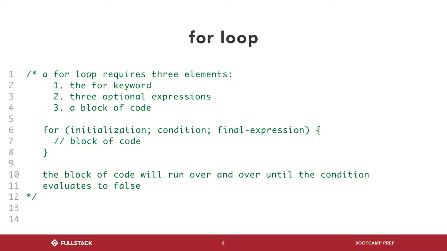A for loop is designed around the three things inside the parentheses: initialization, condition, and final expression. Initialization matters because a for loop is designed to run X number of times. So initialization basically says, where do I start counting? Is the first thing 0? Is the first thing 10? Is the first thing a string? Where do I start?